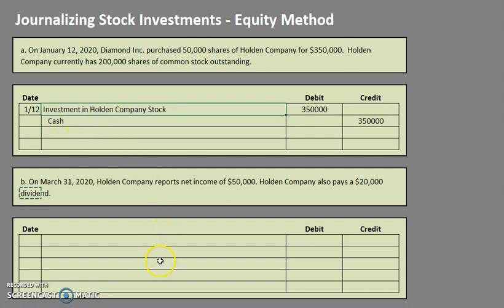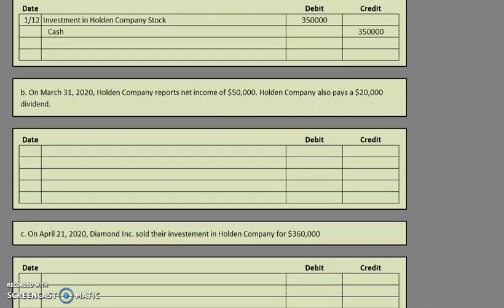Now, one very important part of the equity method is this word "in." You'll notice when we went over the cost method that we used "investment dash." That dash indicated that we were using the cost method. Here, by saying "in," we are creating a special account just for Holden Company stock, and that is what we do when we use the equity method. So "investment in" is going to be very important when you're journalizing these entries. All right, so that's it for the first one. Let's take a look at our letter B below.